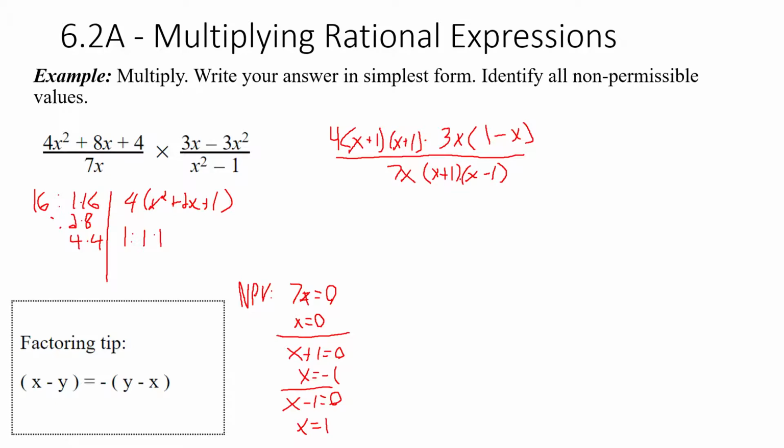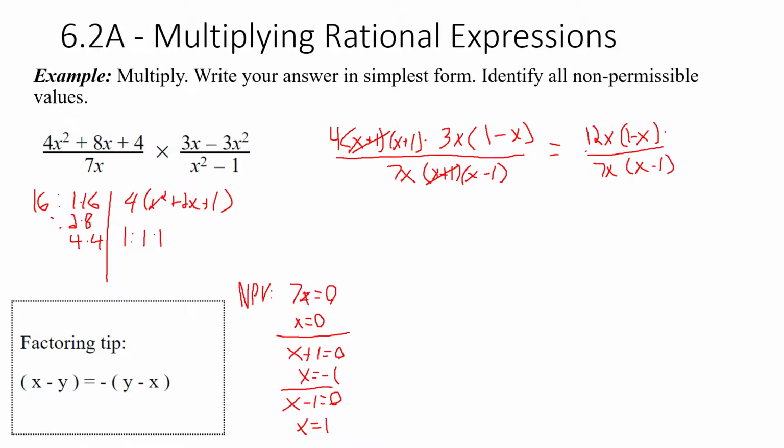Okay, so a couple things to do here. One, if you have any of these coefficients sticking out like this, multiply them together. These ones on the outside you can combine. So 4 times 3x, that's going to equal 12x. And then look for things in the top and the bottom that you can cancel. We've got an x plus 1 and an x plus 1, so let's get rid of those. And then we've still got this 1 minus x. And in the bottom, we still have a 7x and an x minus 1.